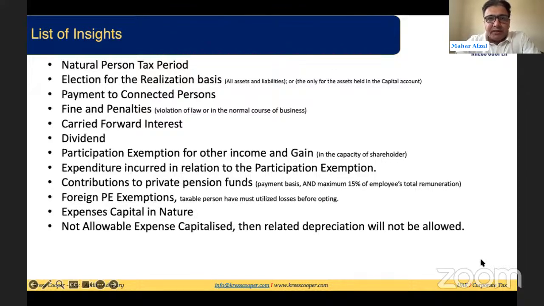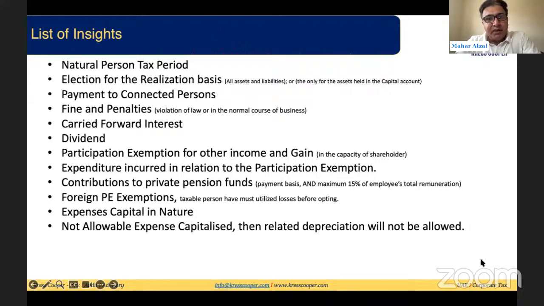So, a natural person's tax period. It has been given in the guide that a natural person will always have a tax period starting from 1st of January till 31st December. It doesn't matter whenever the company is registered or whenever you become taxable. Maybe you are crossing the threshold of 1 million during the period, or you are setting up a company during the period, but being a natural person you always have a tax period from 1st of January till 31st December.